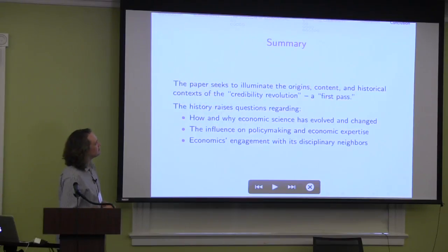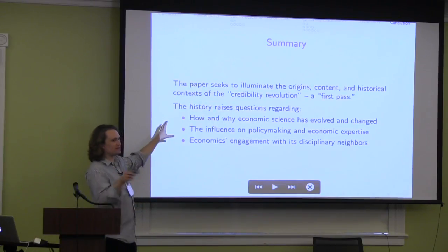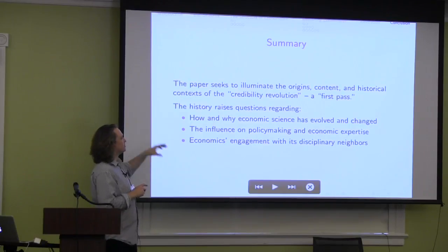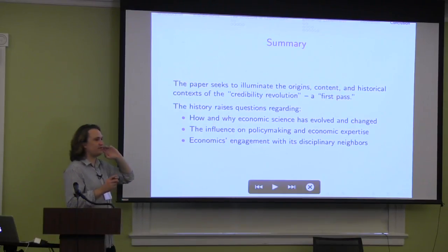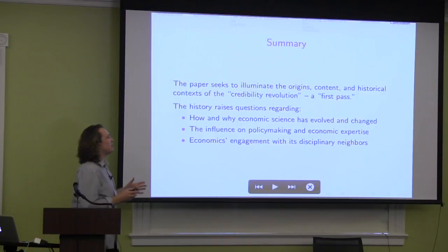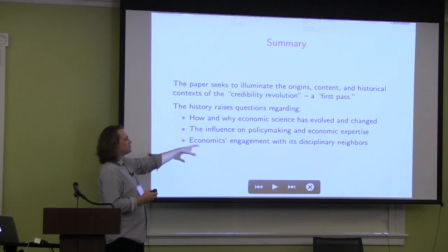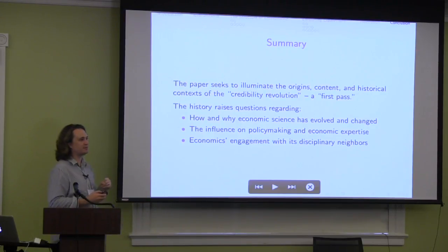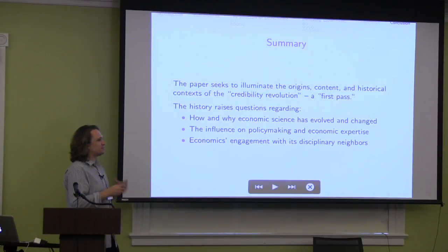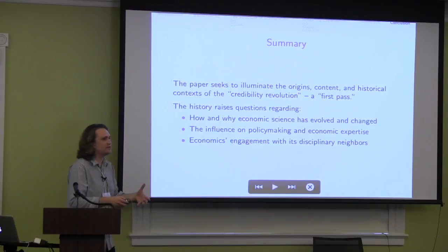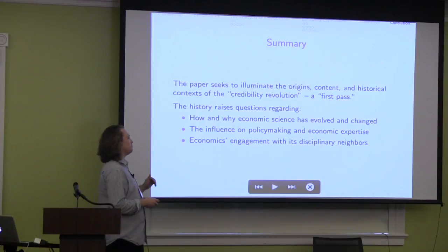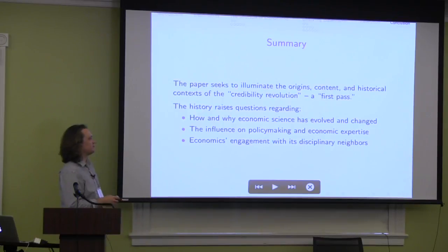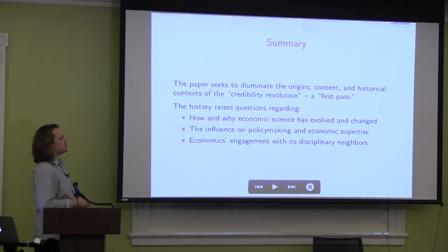I think that's all I've got. This is just a little summary. I just wanted to note that I think this raises some really important questions that connect with themes that have come up here. How and why economic science has evolved and changed. What does it mean to be an economist today? The influence on policymaking and economic expertise. Certainly, there's this discontinuity with the Cowles tradition, but there's this intense continuity in the technocratic ambitions. And then finally, there's all kinds of implications for economics' engagement with its disciplinary neighbors.